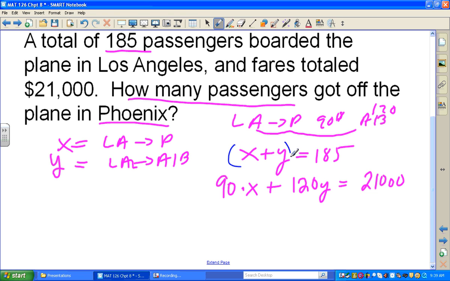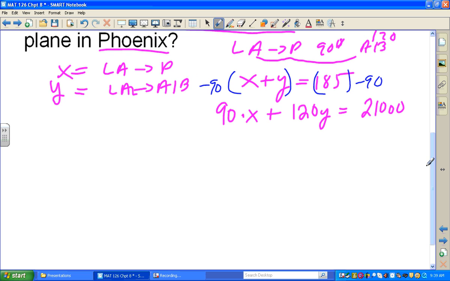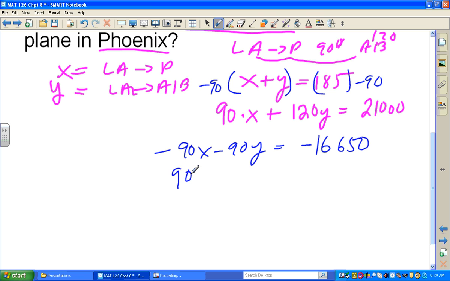I think I'll go after the x's first. Multiply by negative 90. That sound like a good plan? Actually, substitution sounds good. No, elimination. Negative 90x minus 90y. What's 185 times 90? 16,650. Nice. 90x plus 120y, 21,000.